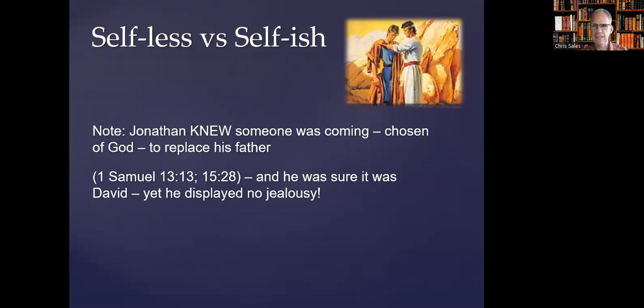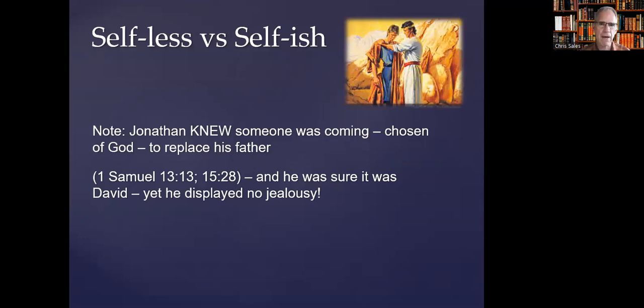And it's really important to see that Jonathan was doing this with his eyes wide open. He knew what was going on. When he gave all those things, the robe and the garments and the sword and the bow, when he was giving those to David, he understood the implications of that. So in our relationships, what is our role in those relationships? Are we being selfless or selfish?